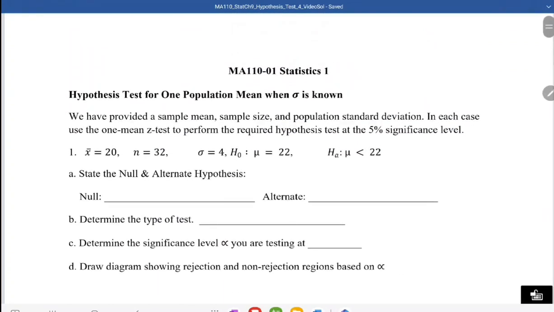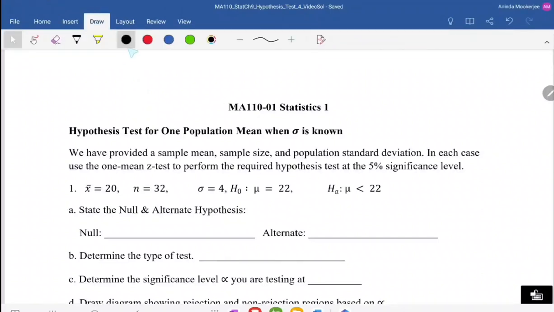Okay, so let's look at the first problem. It says here we have provided a sample mean, sample size, and population standard deviation. So they have given us the population standard deviation, and when sigma is known, we can use the Z test procedure for hypothesis testing.